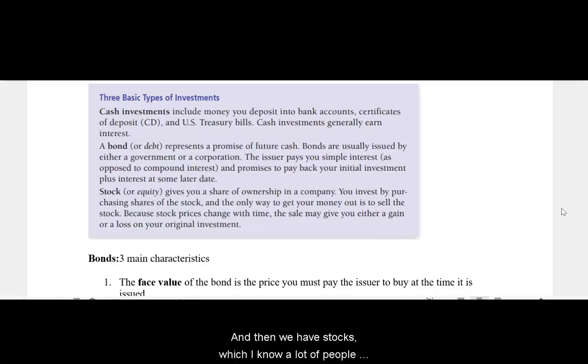And then we have stocks, which I know a lot of people are probably familiar with that word. It gives you a share of ownership in a company. So you invest by purchasing shares of the stock, and then the only way to get your money out is to sell the stock. And if you know about stocks, stock prices change with time. They change daily even. The sale may give you either a gain or a loss on your original investment. So it is a risk for investments, but sometimes it does work out. So it's up to you, and I would imagine you would do some research, but I also would recommend working with a financial advisor if you plan on investing in some stocks.